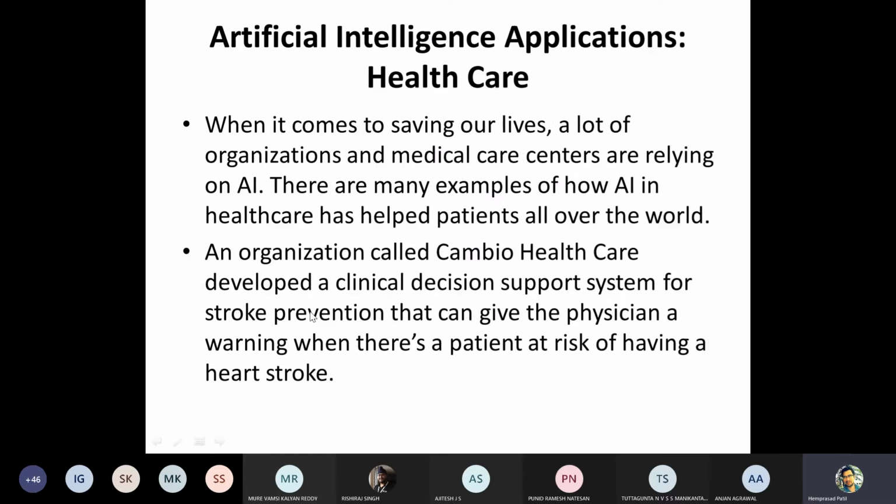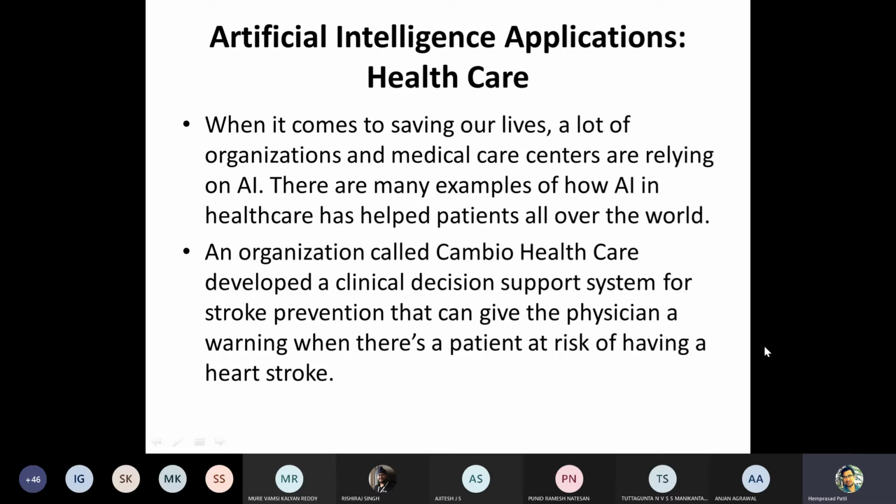Next is healthcare. So it is a very important domain. When it comes to saving our lives, a lot of organizations and medical care centers are relying on AI. There are many examples of how AI in healthcare has helped patients all over the world. An organization called Cambio Healthcare developed a clinical decision support system for stroke prevention that can give the physician a warning when there is a patient at risk of having a heart stroke.